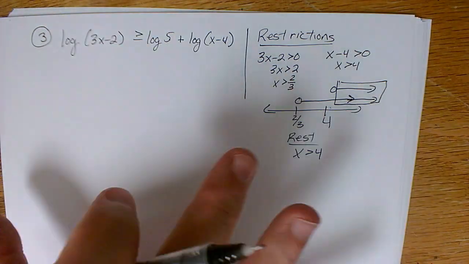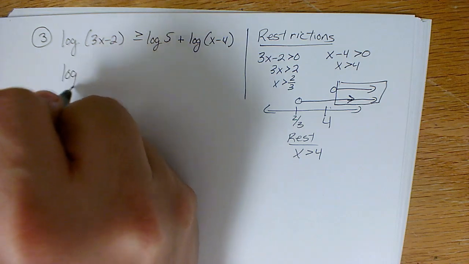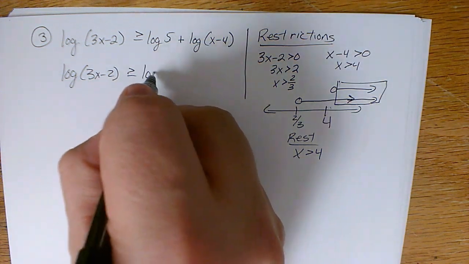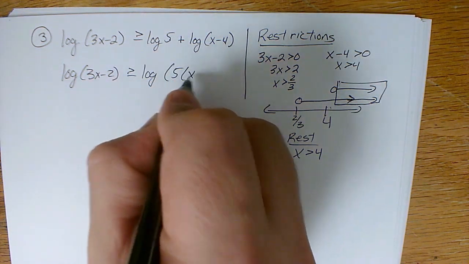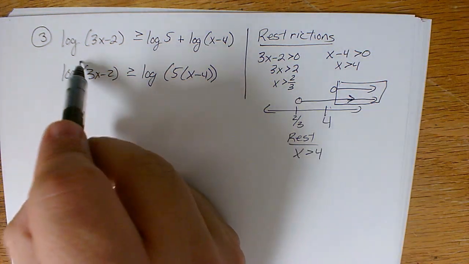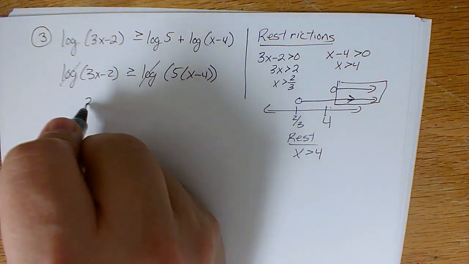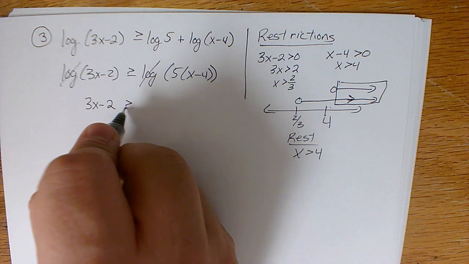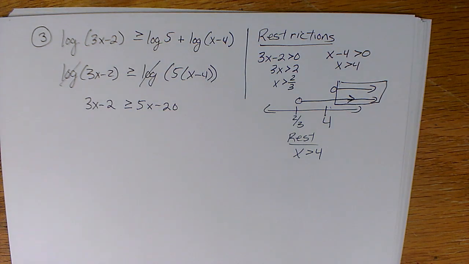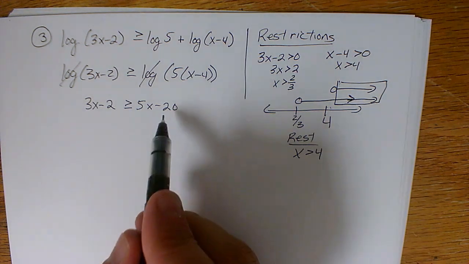We're going to have to combine logs. So we're going to have log of 3x minus 2 is greater than or equal to the log of 5x minus 4. Since it's an addition, they combine as a times. And since this problem has a log on the left side and right side, we can use the one-to-one property to make sure they just go away. We're going to be left with 3x minus 2 is greater than or equal to 5x minus 20. Going to distribute the 5. That's how I got to the 20.